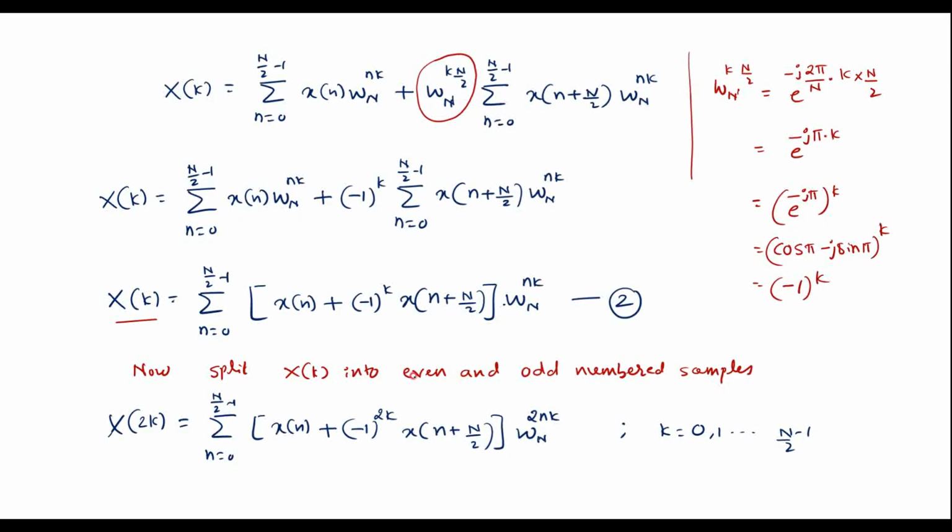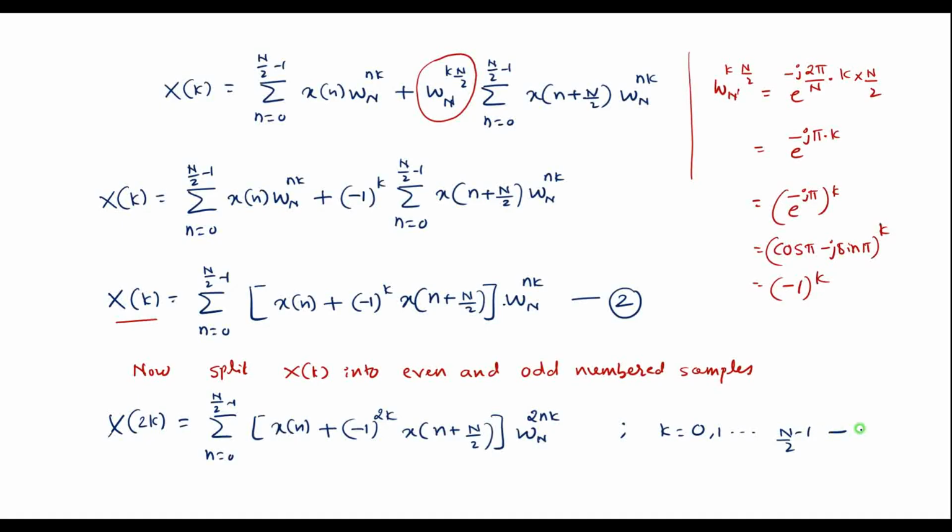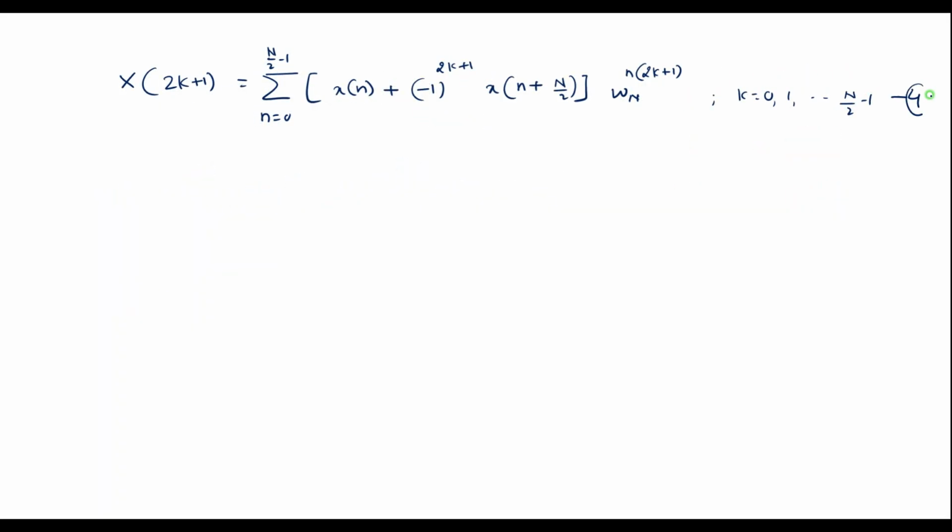Now I will split into odd numbered. To get odd numbered, we have to add 1 to this. So we are supposed to take it as x of 2k plus 1. That is, x of 2k plus 1 is equal to summation n is equal to 0 to n by 2 minus 1, x of n, that term is written as it is, plus minus 1 power 2k plus 1, x of n plus n by 2, W_N power n into 2k plus 1. k varies from 0 to n by 2 minus 1. So I will call this equation 3 and this equation 4.